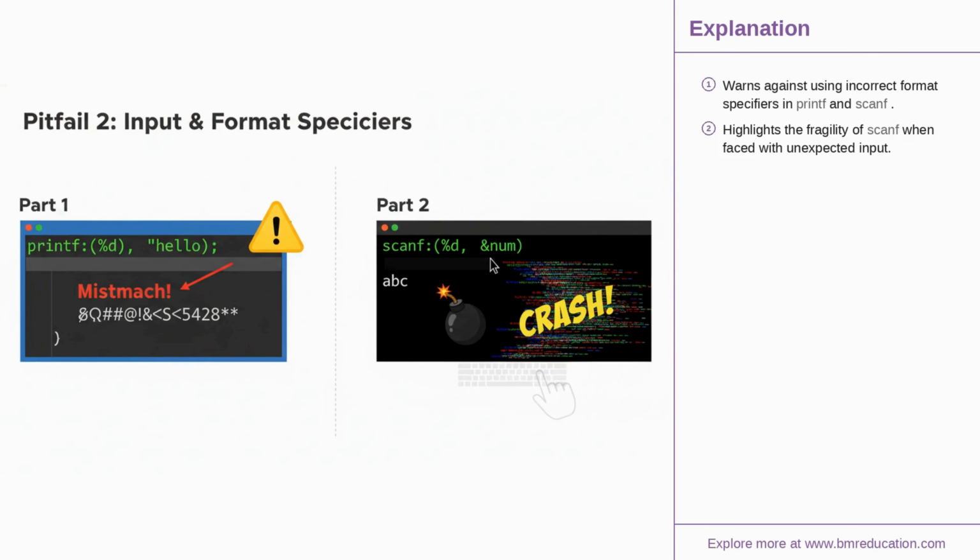Another common pitfall involves printf and scanf. Using the wrong format specifier, like trying to print a string with %d, can lead to crashes or nonsensical output. Even more dangerous is the scanf function itself. If a user types text when you're expecting a number, it can leave your program in an unstable state. This is why safer alternatives like fgets followed by sscanf or atoi are often recommended.